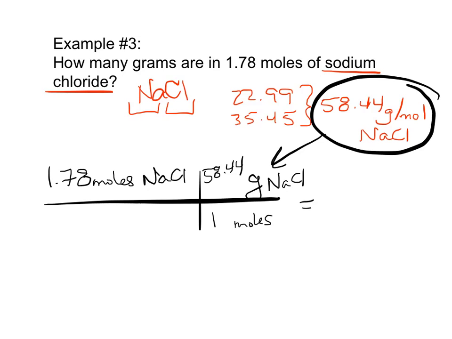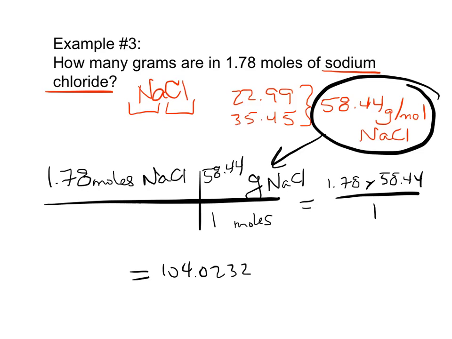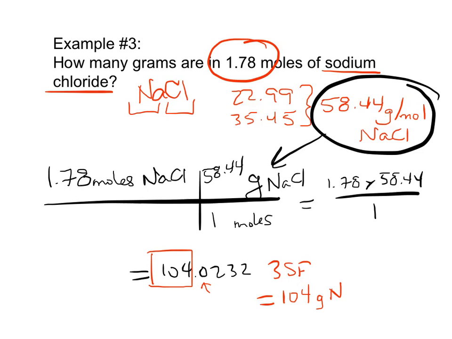And now it's pretty simple to see the math on this one. 1.78 times 58.44 divided by 1. Our answer here, 104.0232 something or other. Again, we have to look at sig figs. How many sig figs are in this problem? Our original problem has 3 sig figs. So we have to put our final answer here in 3 sig figs. So here's our first 3 digits. Again, we take a look at that next number there to figure out if we round up or round down. A 0, obviously, we round it down. So our final answer here is going to be 104 grams of sodium chloride.